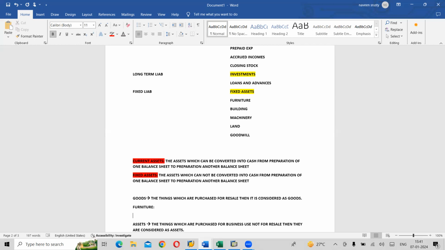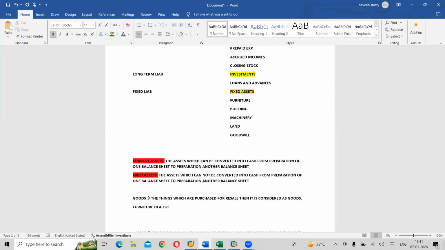For office use. I'm a furniture dealer, I'm saying here. My business is buying of furniture and selling of furniture. I have purchased 10 chairs to sell. Then will it become an asset or a good for me?